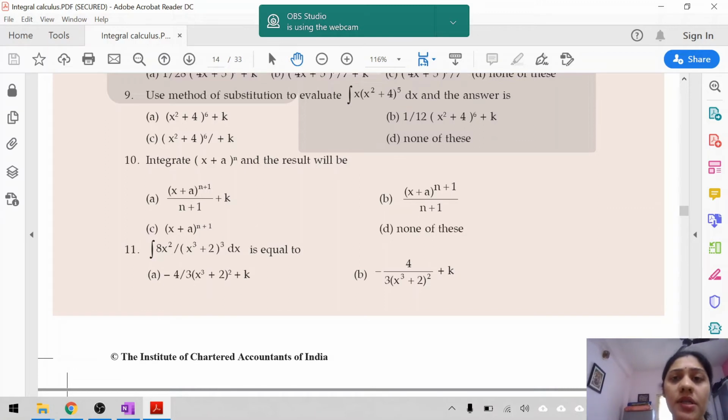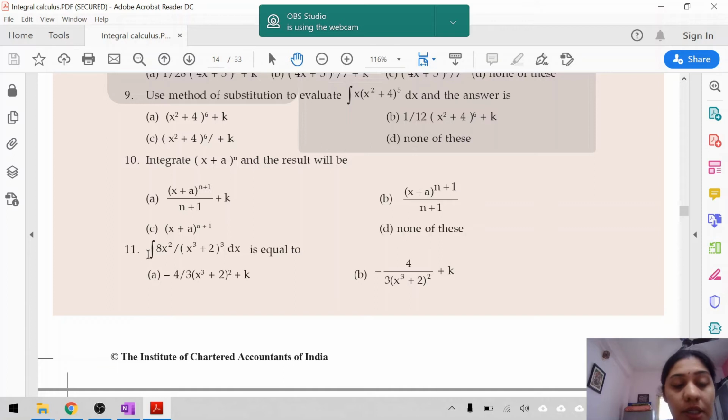Now look at this question. It is telling you directly to use the method of substitution to evaluate the integral of x into (x square plus 4) whole power 5 dx. The question tells you here to use the method of substitution, but all questions may not mention that. In spite of that, we will have to understand when to use substitution. For example, look at question number 11.